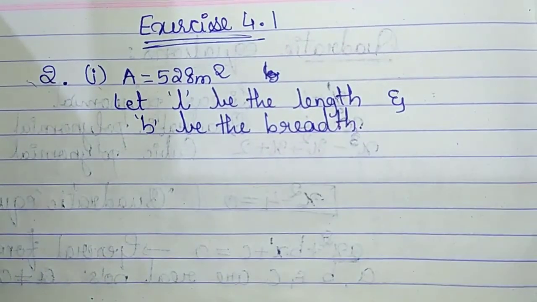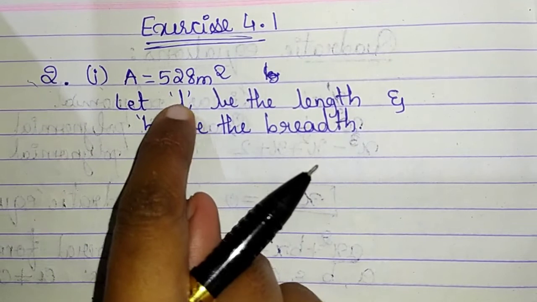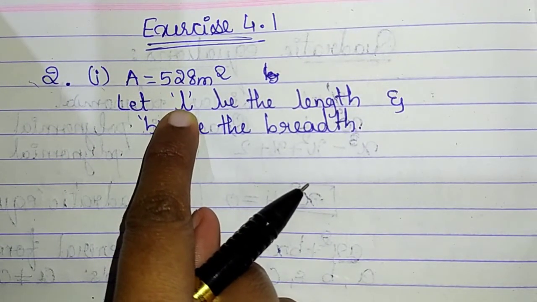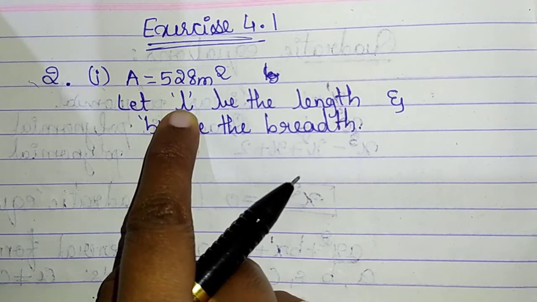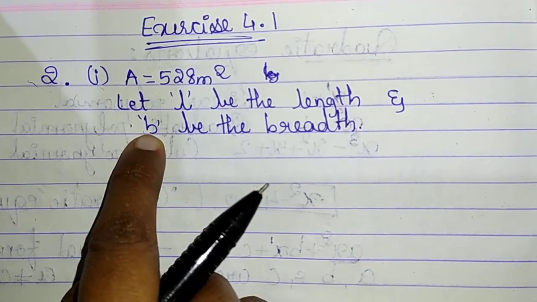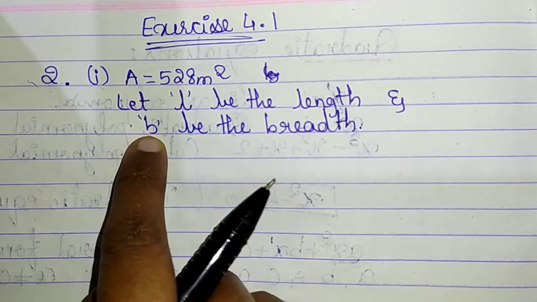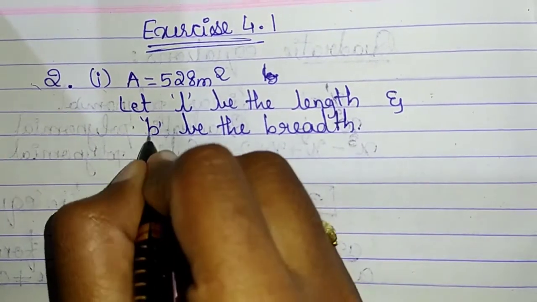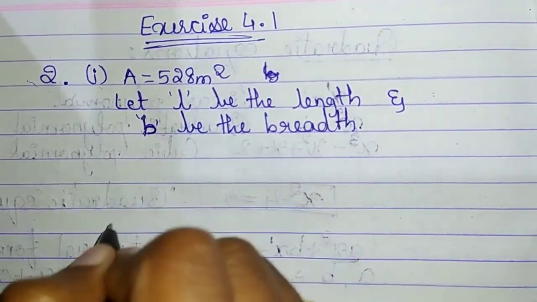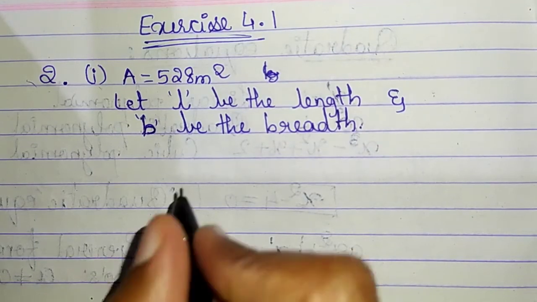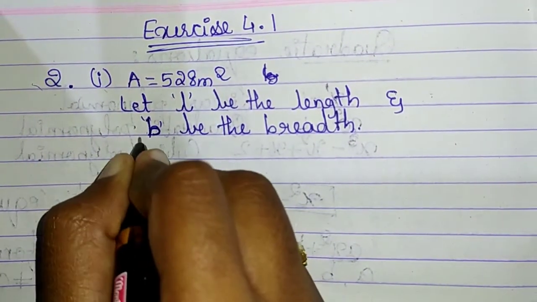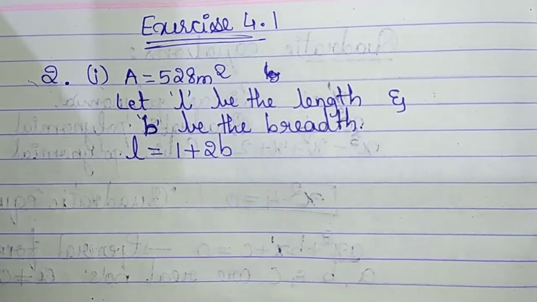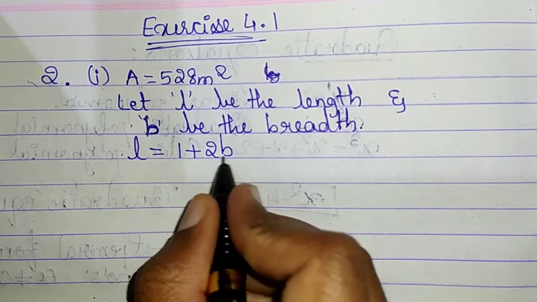So now the length of the plot, that is L, is 1 more than, when they say 1 more, that means plus 1, 1 more than twice its breadth. Twice its breadth means 2 times its breadth. Then find the length and breadth. The question is not to find the length and breadth, but to represent this situation as a quadratic equation. So from the given, we know that length is 1 more than twice its breadth. So L = 1 + 2b.